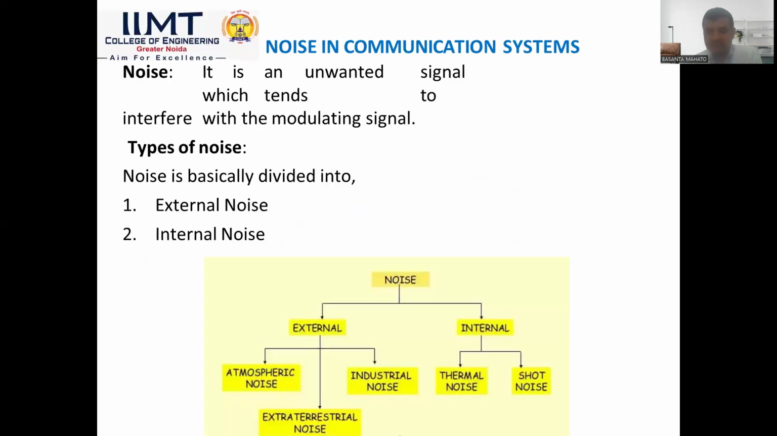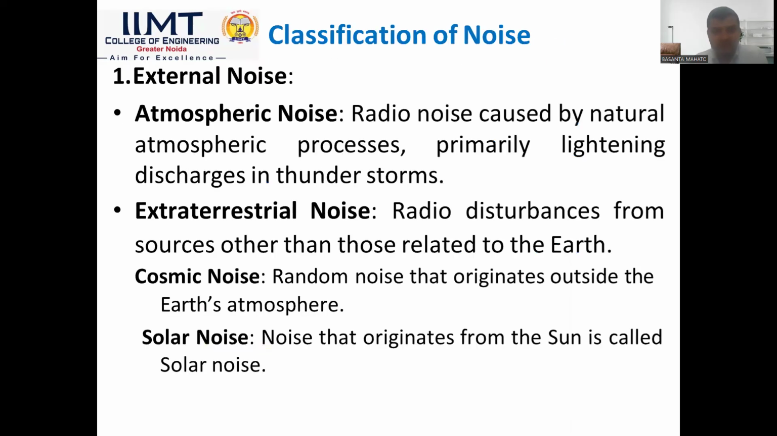Now we come to noise. It's a very important topic in any communication system. Unwanted signal is called noise. Noise is of two types: one is called external and another is called internal. Internal noise comes from the circuitry itself, and external noise includes atmospheric noise, industrial noise, and extraterrestrial noise. Atmospheric noise is outside noise, radio noise.